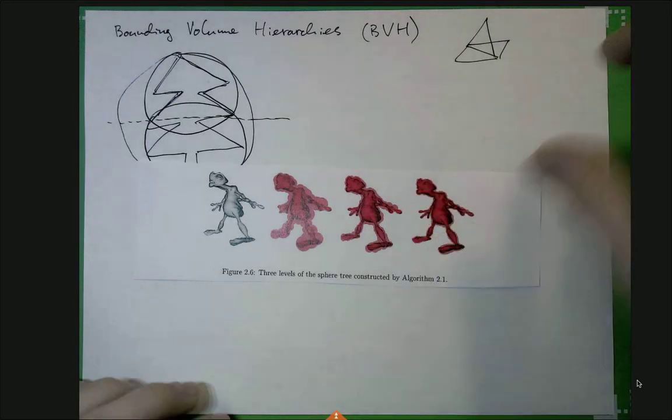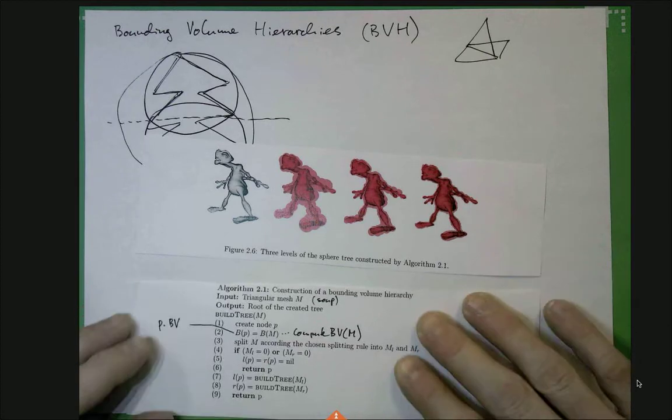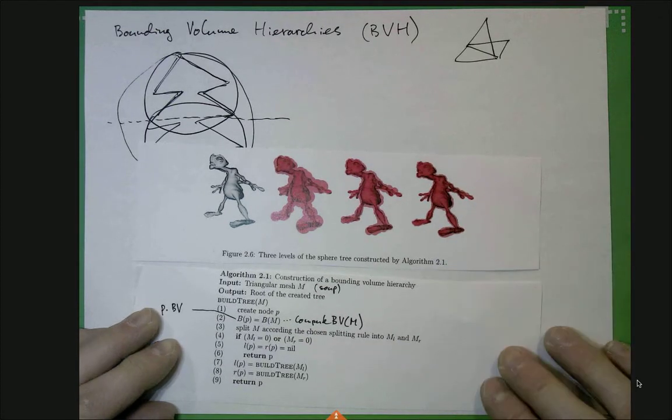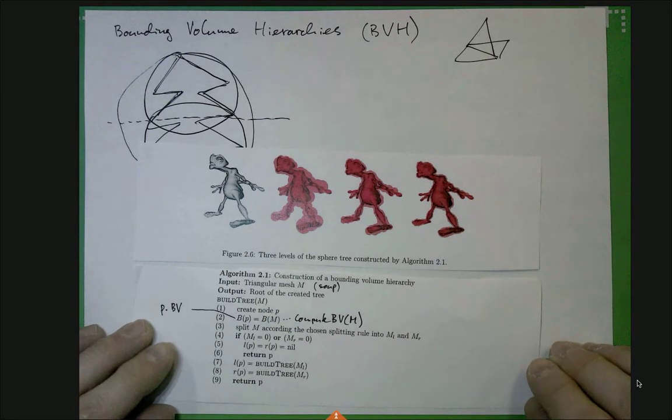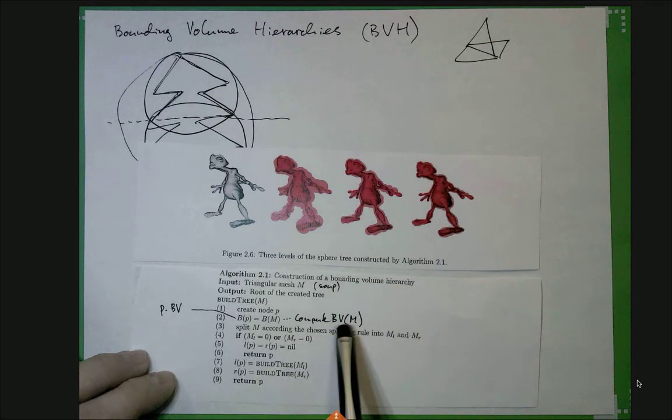So this is what you get by calling this algorithm. It works fairly well. And again, I used it here for spheres, but it can work with any type of bounding volume, right? Just this compute BV, that can be anything.